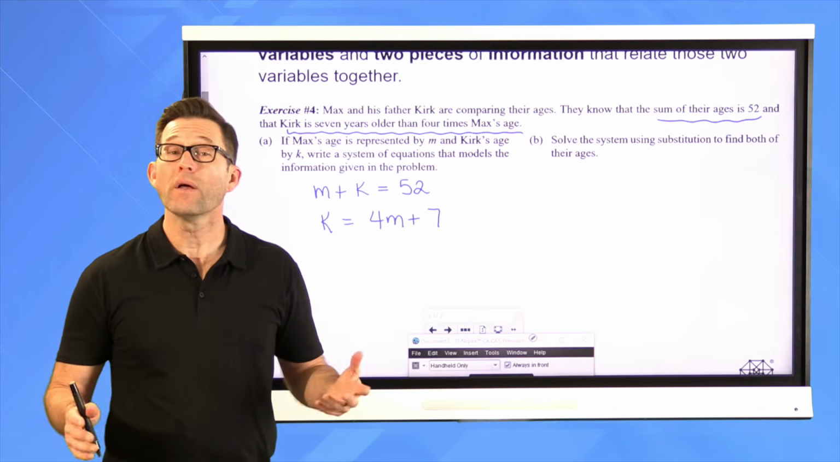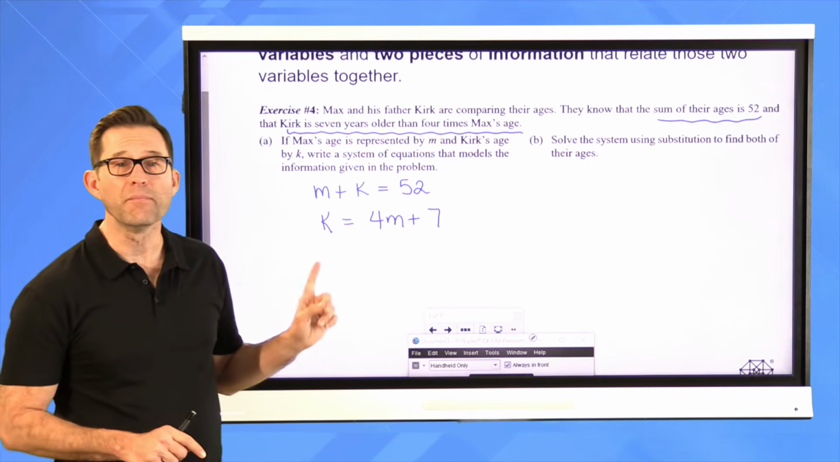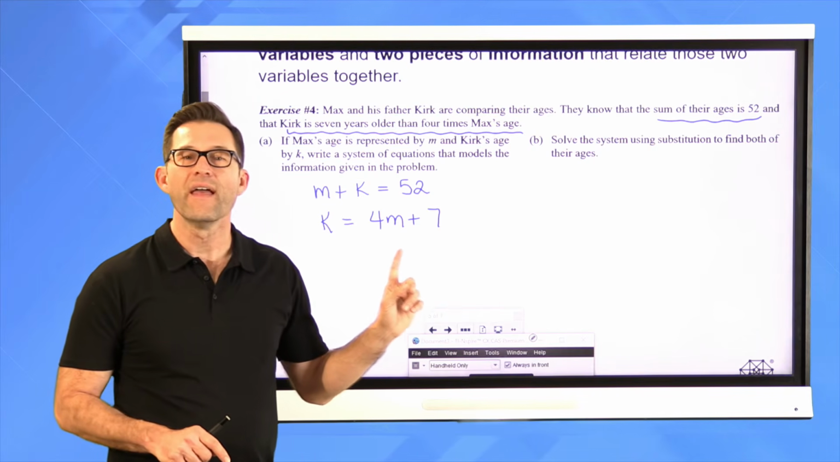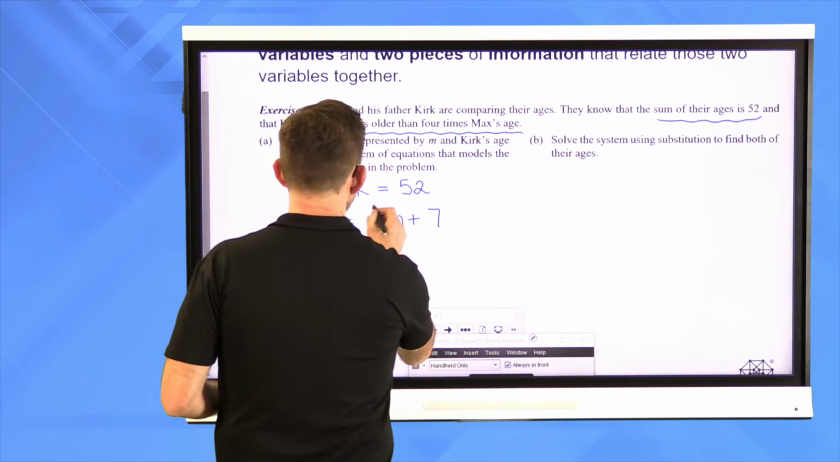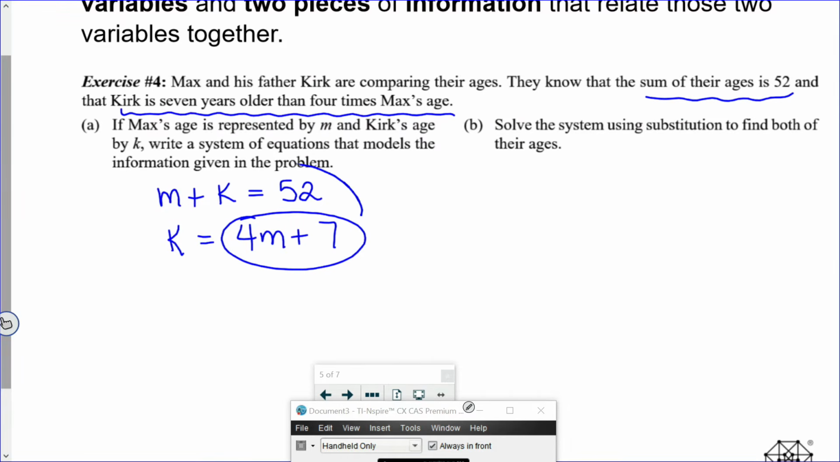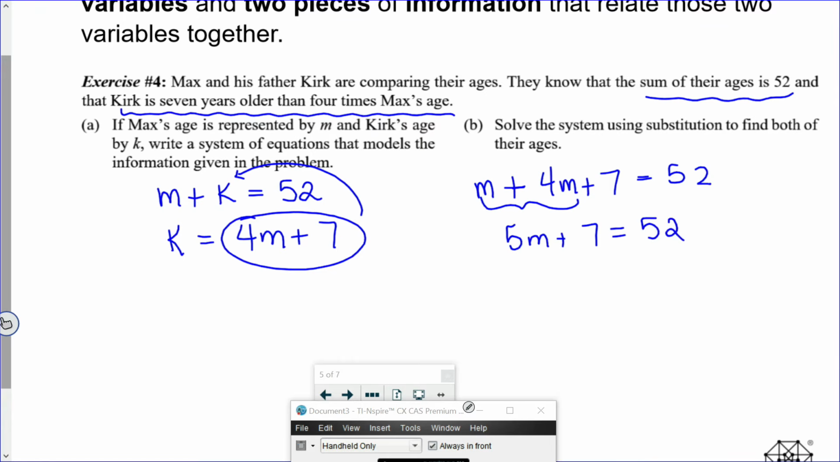All right, well, it's relatively easy, primarily because we've got this second equation that is solved for the variable K. So what I can do immediately is take the 4m plus 7 and substitute it into this equation for that K, giving me m plus 4m plus 7 is equal to 52. I can now combine the m and the 4m to be 5m plus 7 is equal to 52. And now I'm off to the races.